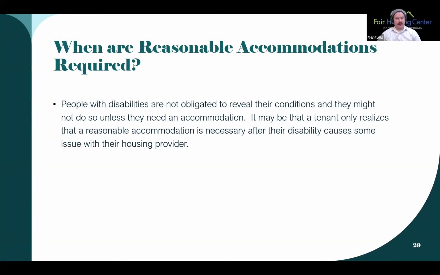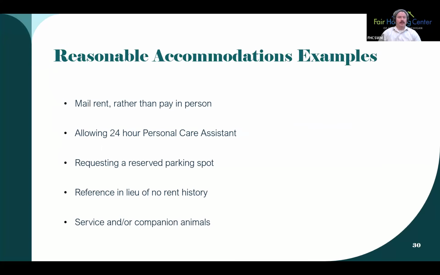There's no standard catalog of accommodation. People have unique needs. But for that reason, it's the responsibility of a housing provider to listen to reasonable accommodation and modification requests in good faith and to not assume what a person may or may not do. So here we just have a list of examples of some of the more common accommodations we see in fair housing. It might be appropriate to permit a tenant with a mobility impairment to mail in a rental payment rather than pay in person.